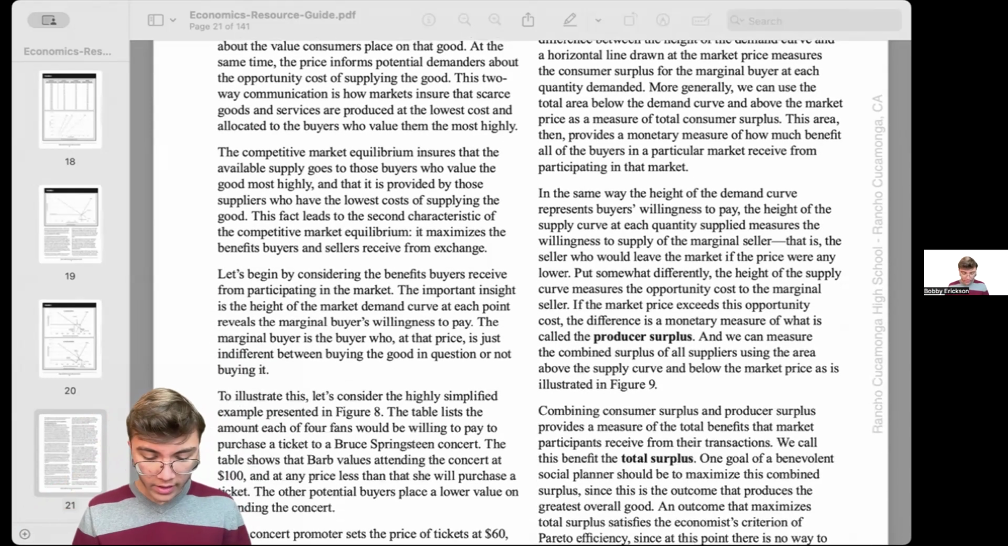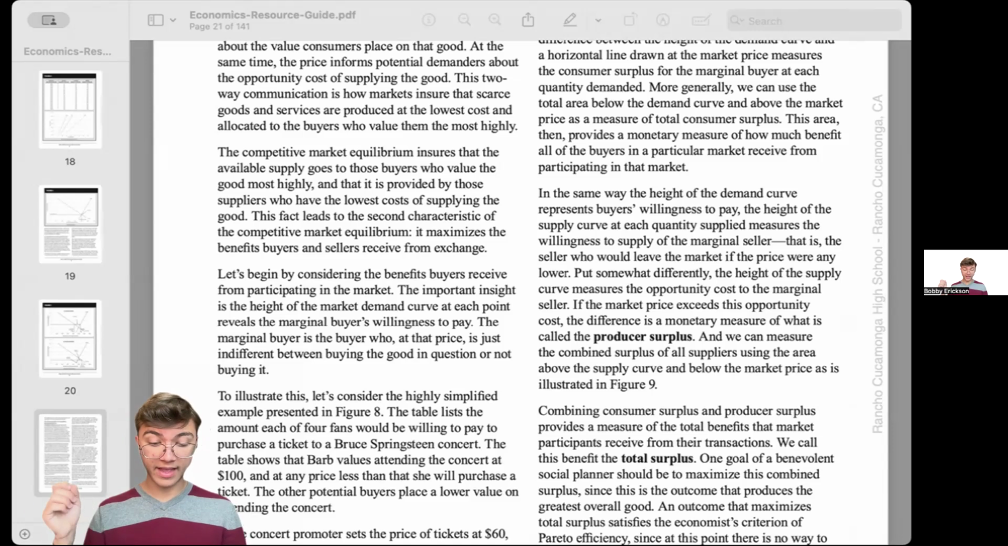And so this also ensures, and this is a very important sentence, the competitive market equilibrium ensures that the available supply goes to those buyers who value the good most highly. And that is provided by those suppliers who have the lowest costs of supplying the good.